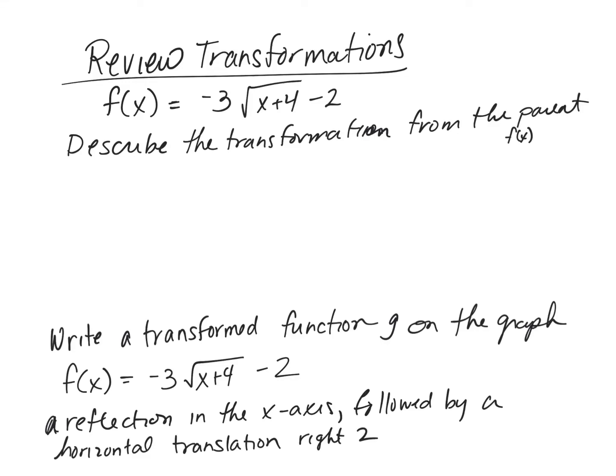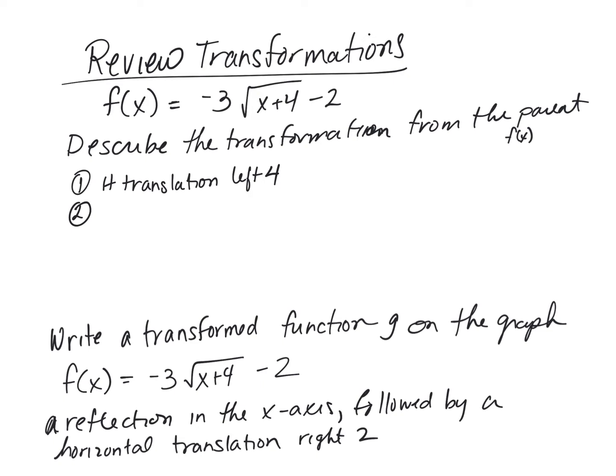Okay, so we have the function f of x equals -3 times the square root of x plus 4 minus 2. The square root of x is our parent function. We're going to describe the transformation. So do you remember where we start in describing the transformation? Horizontal, right? We start with the horizontal, what's under the radical first. What direction does it go if it's plus 4? Right, horizontal translation, left 4.